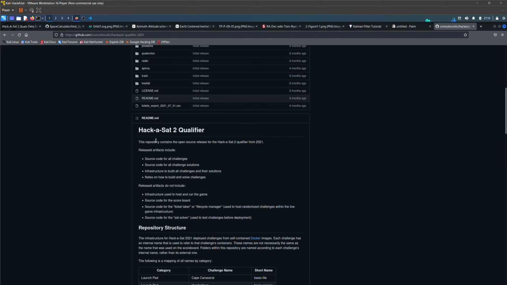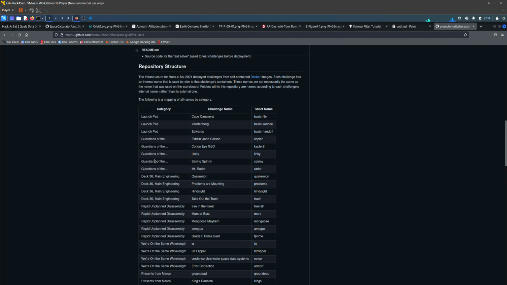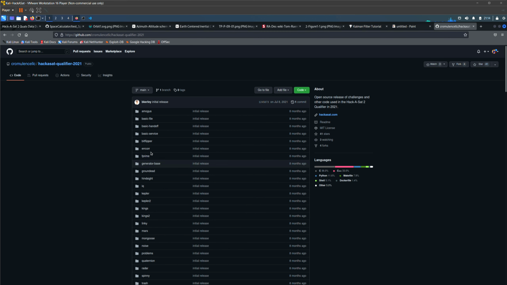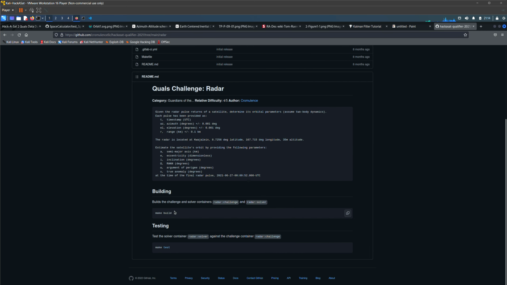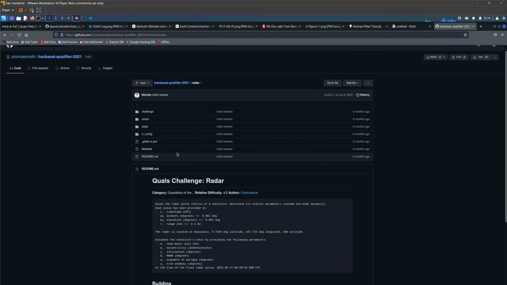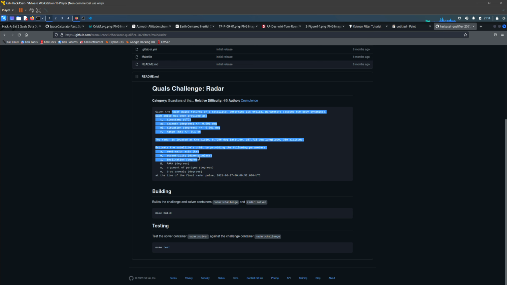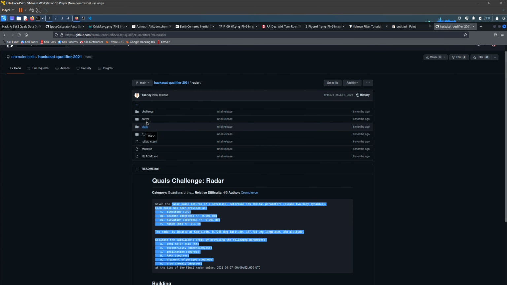And you can see all the problems here, and this is where they hosted them. You can just launch them and solve them on your own. They serve them in Docker containers, which is what I have done here. So if I go to Mr. Radar, it just tells you how to build the container with Docker. It's a little bit more involved to run it. Yeah, it gives you the problem, and you can actually look through.